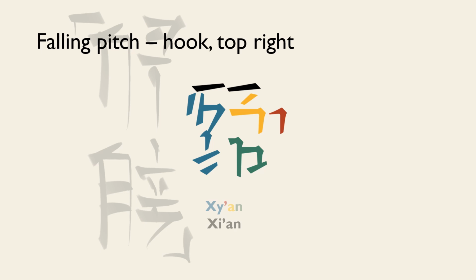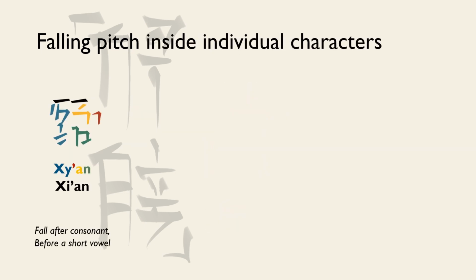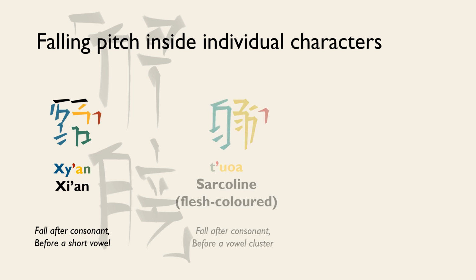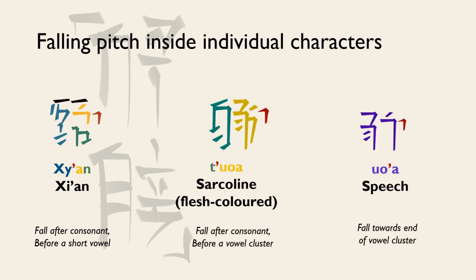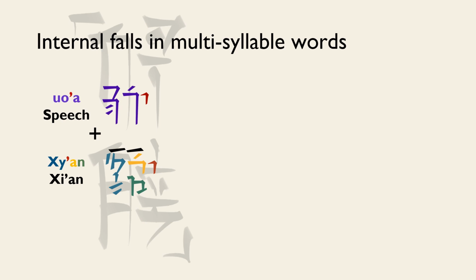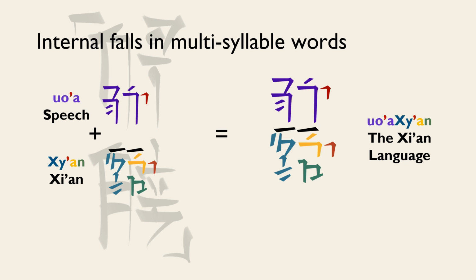It is noted by a hook at the top right and by an apostrophe in the SRX. The apostrophe of one of these internal drops could end up either after the consonant before a simple vowel, after the consonant before a complex vowel, or inside a complex vowel. It's most often found just before the last letter of a complex vowel. There isn't anything in the Xi'an text that will tell you exactly where to put it. It's just telling you where the drop should fall, and you kind of have to know each example in order to get it correct. When these syllables with internal drops appear in words like woa and xi'an in uo'aXy'an, these internal drops are usually preserved where they are.